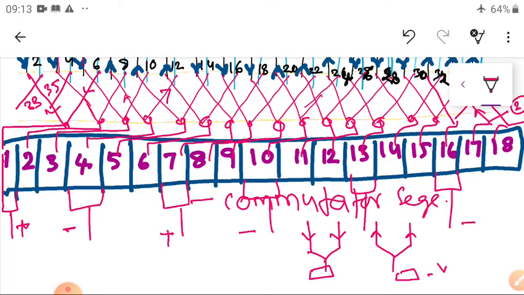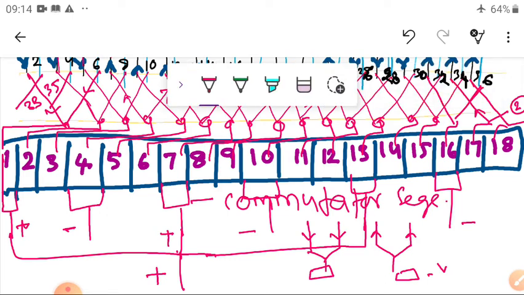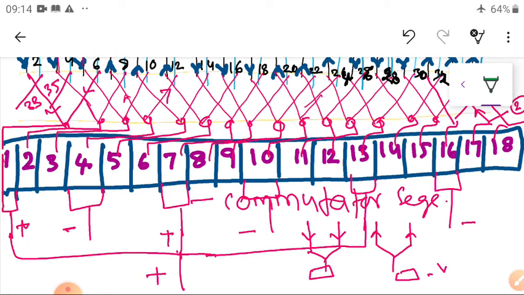Now you connect all the positives, because these are parallel paths. Here is the first commutator segment, the 7th segment, and it is connected to the 13th commutator segment, which is positive. You take the positive. Next, the negative is the 4th slot, and it is connected to the 10th slot.